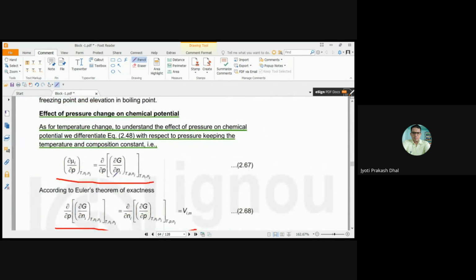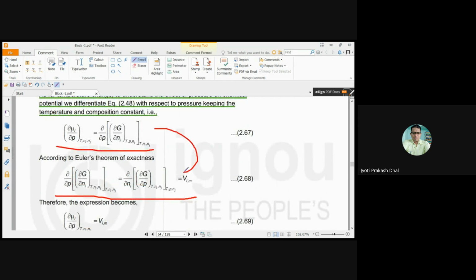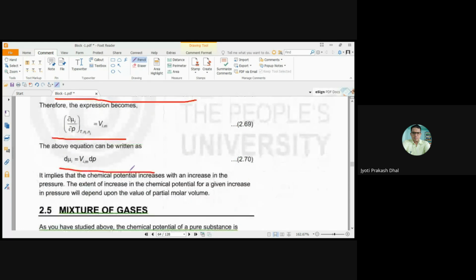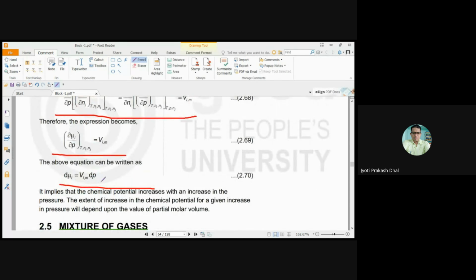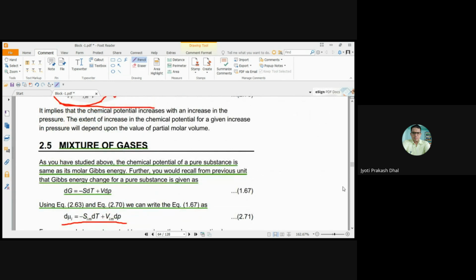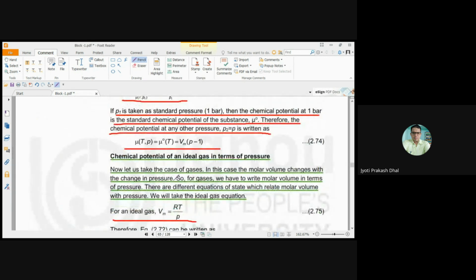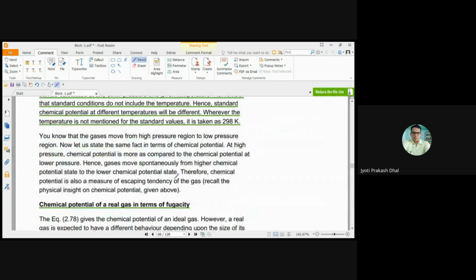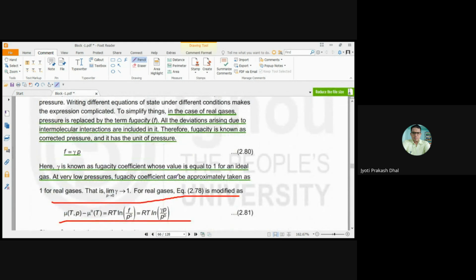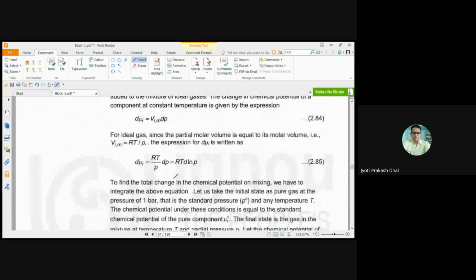Now coming to the effect of pressure change on chemical potential. So exactly similar, Euler's theorem will be there. According to Euler's theorem, we can find d mu i equals the partial molar volume of the ith component times dP. Now coming to a mixture of gases. If you consider a mixture of gases, a similar derivation will be there, and what we have derived for component X, and for ideal gas.